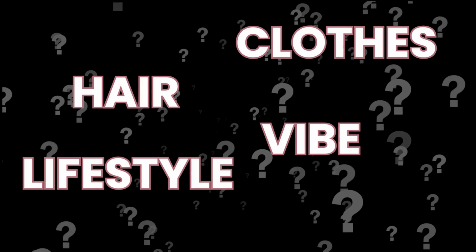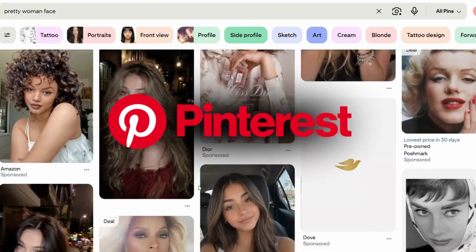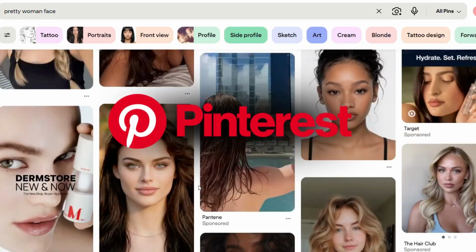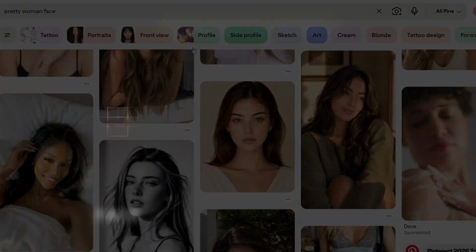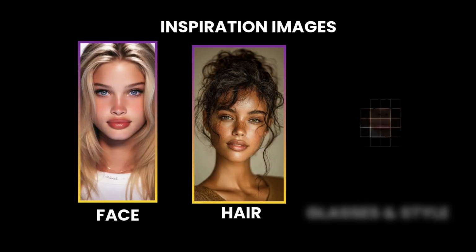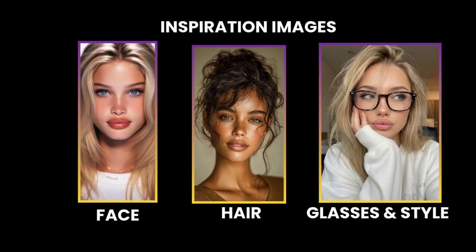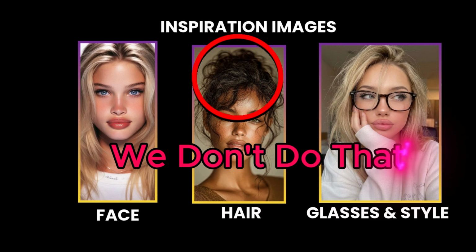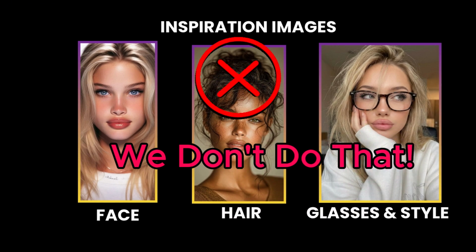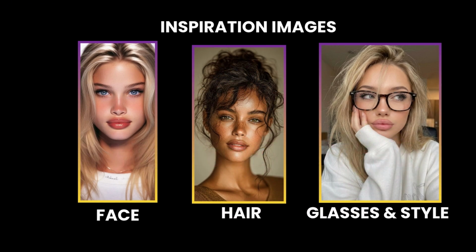Start by figuring out what you want your character to look and feel like. You can even use a site like Pinterest to find inspiration. Maybe you like the hairstyle in one picture, the glasses in another, the clothing style in another, or maybe it's just the overall vibe that catches your attention. You're not trying to copy any of these people. You're collecting ideas. Think of these as your inspiration images.